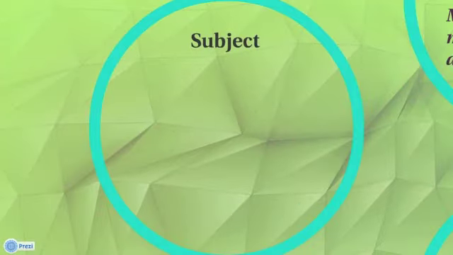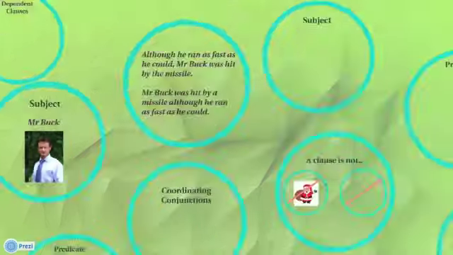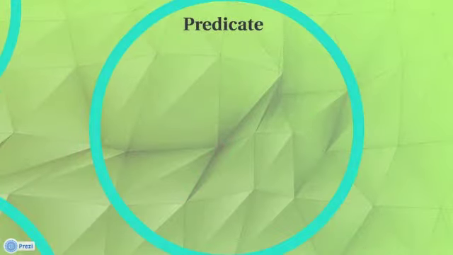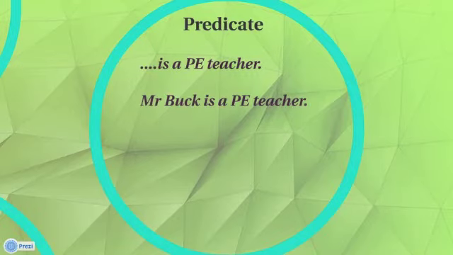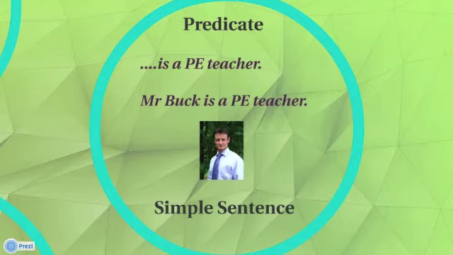So let's start out with the subject. Let's start out with Mr. Buck. There he is. And then let's add a predicate. Let's add is a PE teacher. Mr. Buck is a PE teacher. So you put the subject and the predicate together and you get a sentence. This sentence just tells us what Mr. Buck is. Mr. Buck isn't actually doing anything here. And it's a simple sentence.